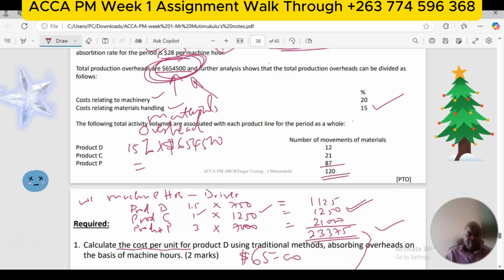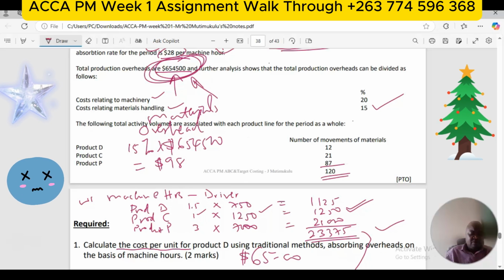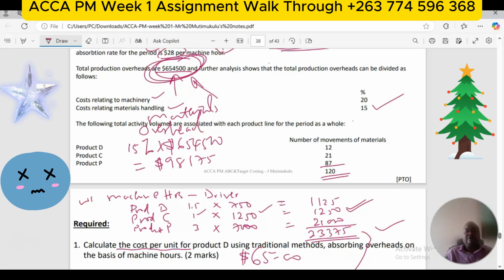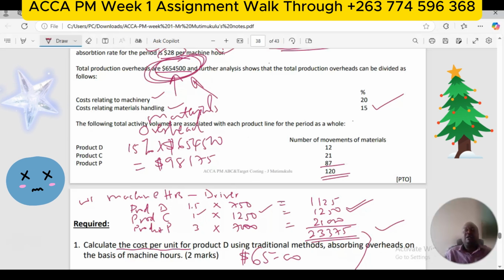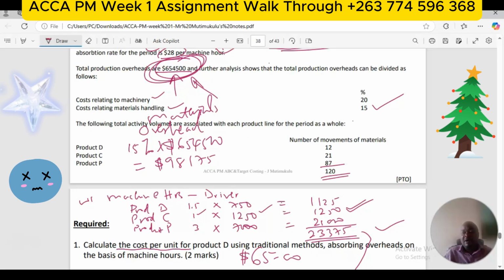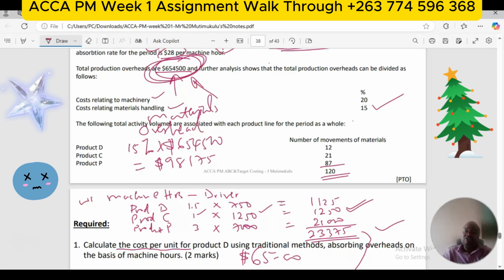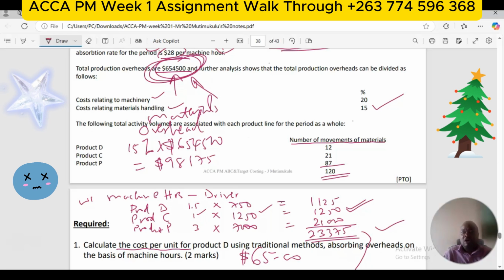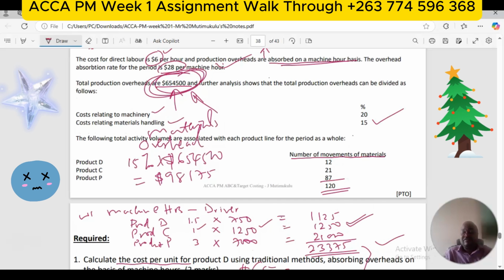15% multiplied by 654,500, and we are going to get this amount, 98,175. Okay, then we ask ourselves, what was the level of activity of the number of movements of materials? What was the total number? That's the level of activity of the cost driver, because the cost driver is actually number of material movements. So what was the total level of the cost driver's activity?